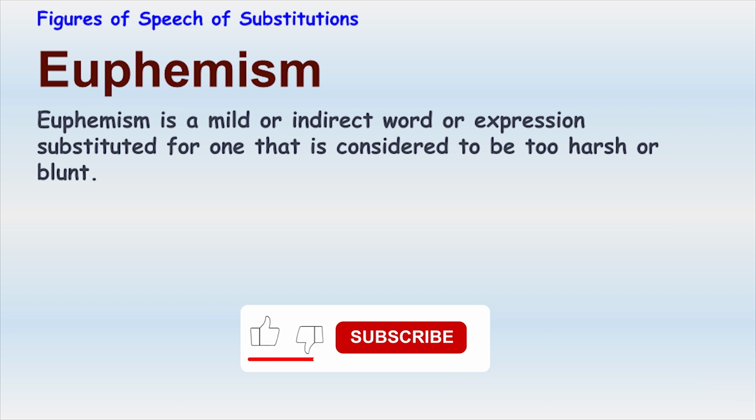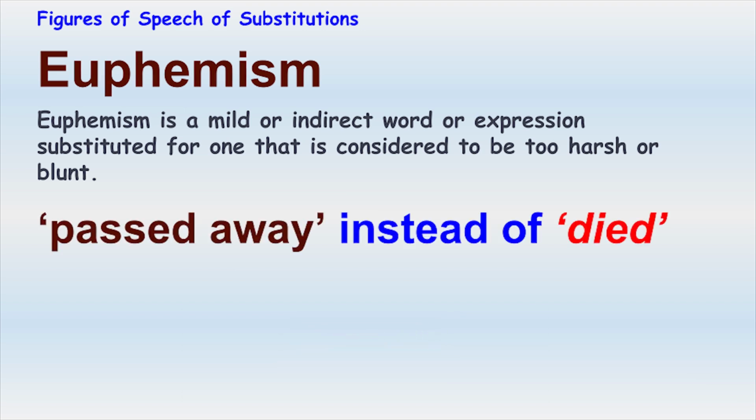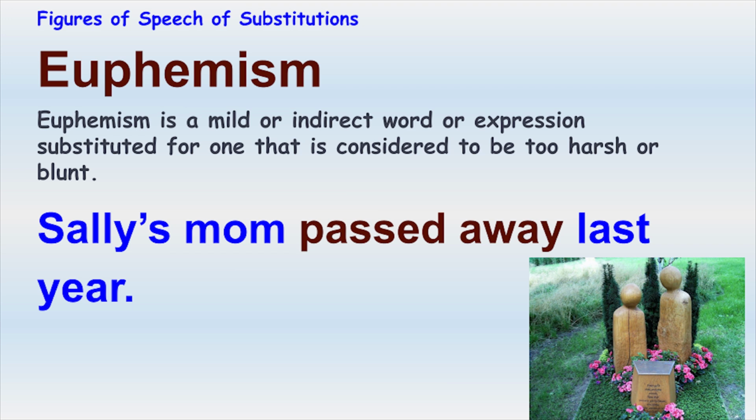Our next figure of speech is euphemism. Euphemism is a mild or indirect word or expression substituted for one that is considered to be harsh or blunt. So, for example, instead of saying someone died, we may say she passed away. Sally's mom passed away last year. It's a bit milder than saying she died.